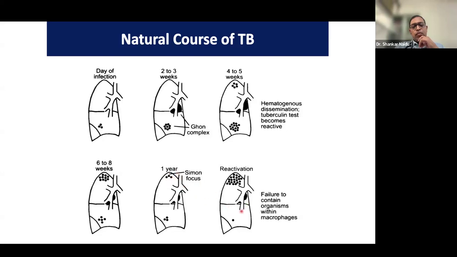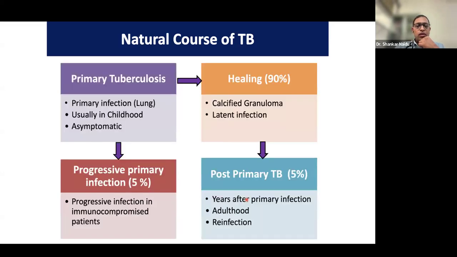And many a time when there is an immunocompromised state, like in our group of patients with HIV infection, there would be reactivation of this complex resulting in secondary tuberculosis, what we call post-primary tuberculosis. So this is the natural course. Majority of the time, the primary tuberculosis heals by calcified granuloma and becomes a latent infection. Only about 5 to 10% will have a progressive primary infection. And among those who have latent infection, about 5% will have reactivation many years later because of the underlying immunocompromised state.